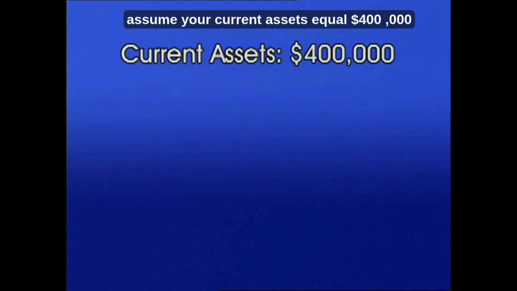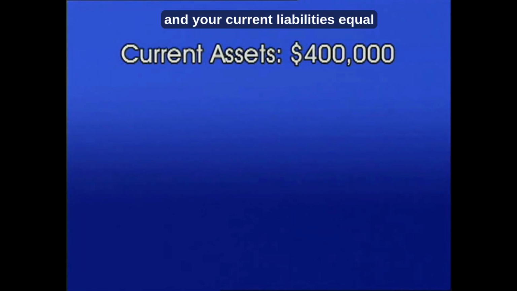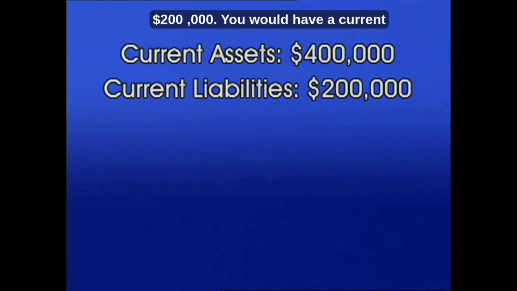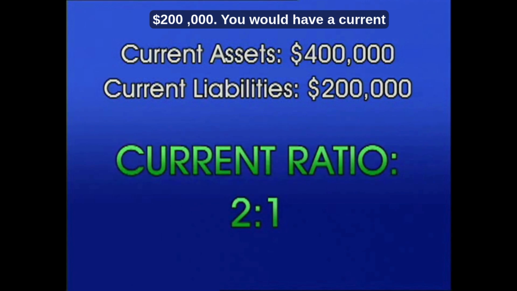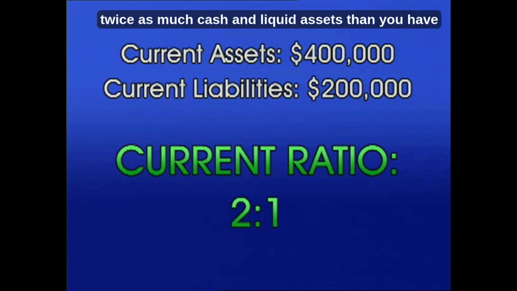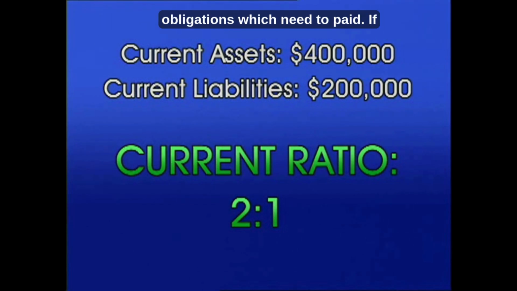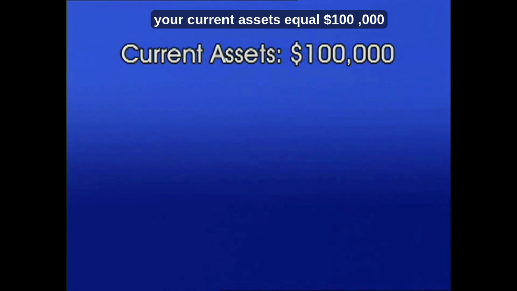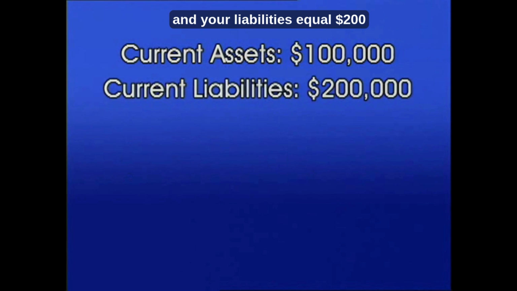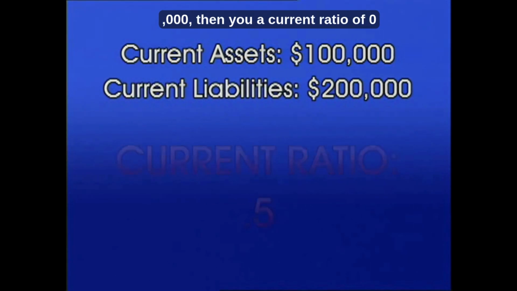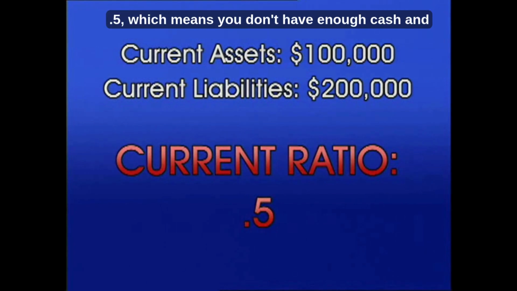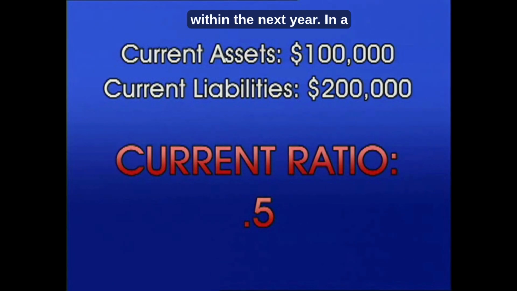Let's assume your current assets equal $400,000 and your current liabilities equal $200,000. You would have a current ratio of 2 to 1, which means you have twice as much cash and liquid assets than you have obligations which need to be paid. If your current assets equal $100,000 and your liabilities equal $200,000, then you have a current ratio of 0.5, which means you don't have enough cash and liquid assets to meet the obligations coming due within the next year.